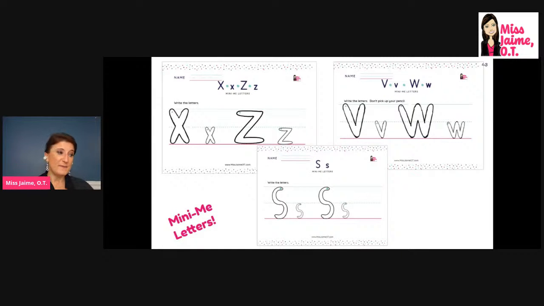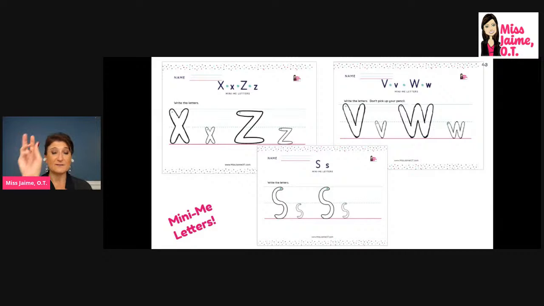So these are our mini-me letters. In your freebie packet, you have these two, and these are great to teach together. X and Z, exactly the same, just smaller, and the same with V and W and S. S is a tricky one.